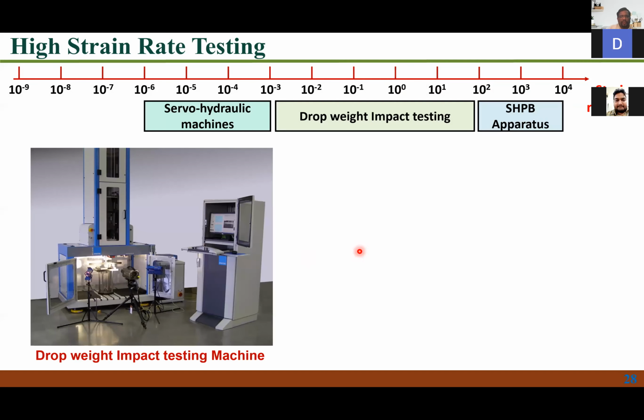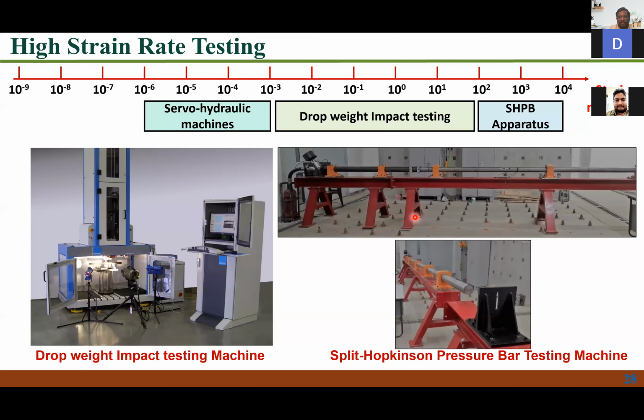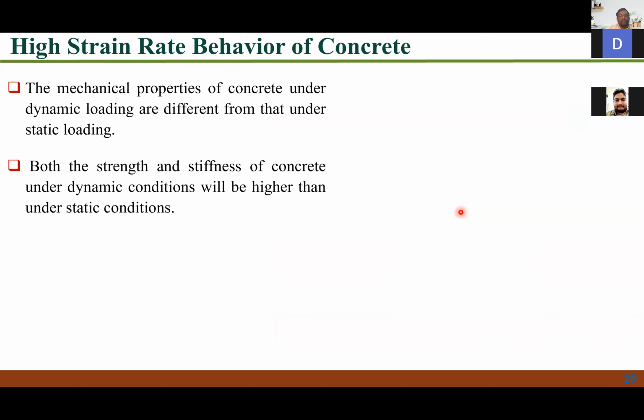So this is one of the drop weight impact testing machines. And this is the split Hopkinson pressure bar testing machine that we have developed in our lab. It is located in IIT Hyderabad, and it is also one of the longest. You can use it for testing concrete composites at very high strain rate. Again, the mechanical properties of concrete under dynamic loading at very high strain rate are going to be very different from those under static loading.